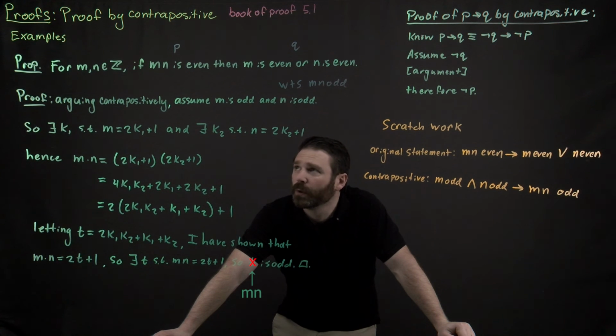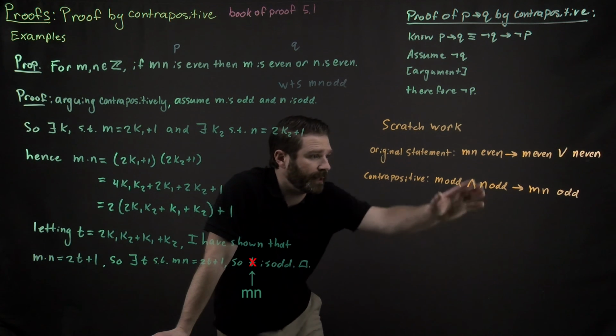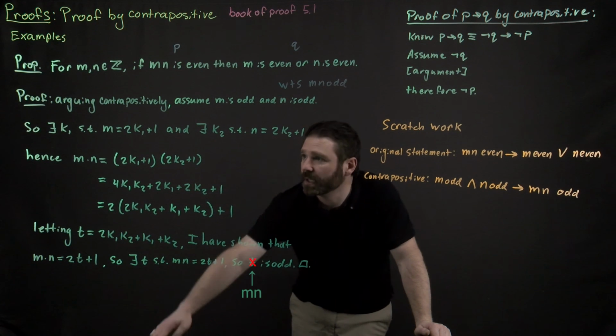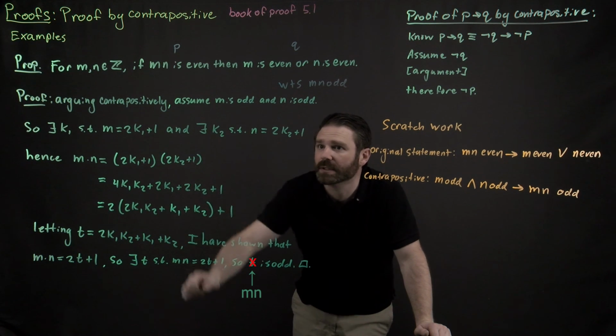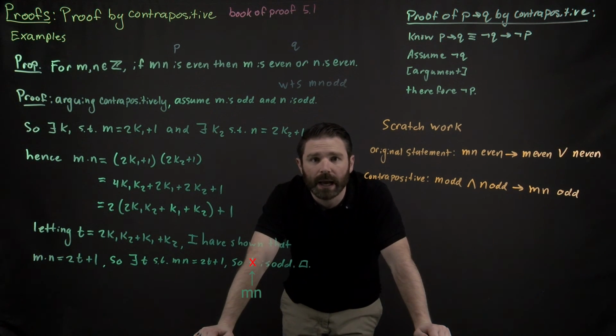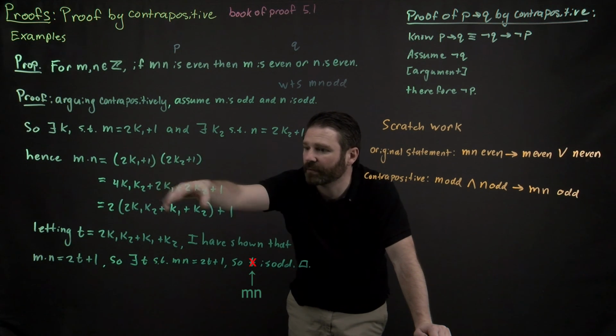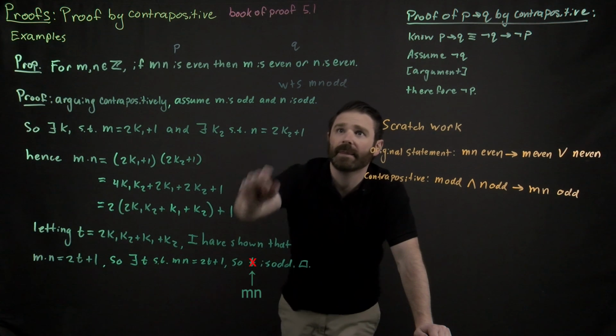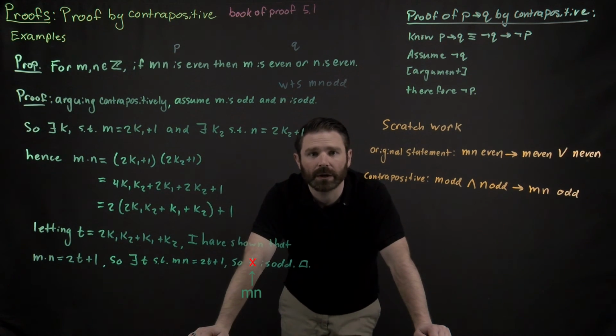So this is a perfect prototypical example of a proof by contrapositive because it required a little bit of scratch work on the side to apply our rules of logic, and then simply going back to the definition of what it means to be even or odd, I was able to then immediately, after a bit of algebra and simplification, show that my m times n is odd right here.